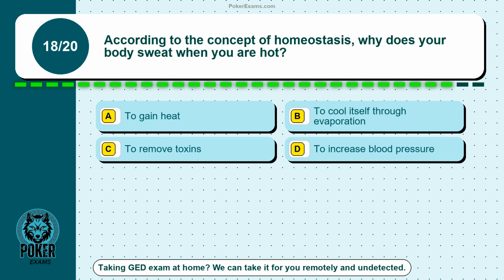Question 18. According to the concept of homeostasis, why does your body sweat when you are hot? Option A. To gain heat. Option B. To cool itself through evaporation. Option C. To remove toxins. Option D. To increase blood pressure.